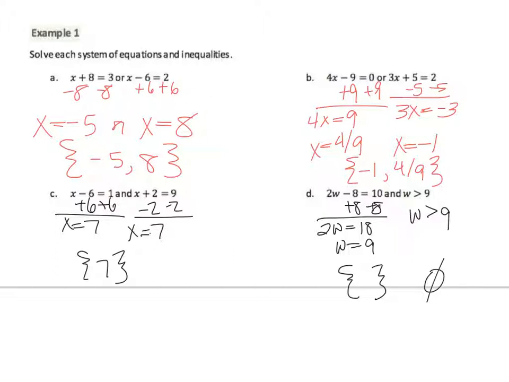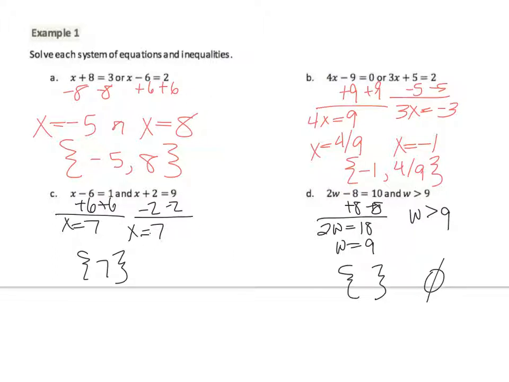All right, let's look at these. So here I solved it, got a solution, or I solved it, got a solution. It's "or," so I can list both answers as part of my solution set. Here, I solved it, got a solution, got a solution. They're the same solution, and luckily they need to be the same solution because this says "and," so I can list that as a solution set.